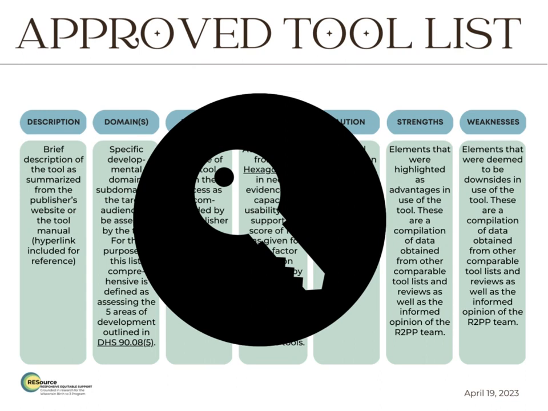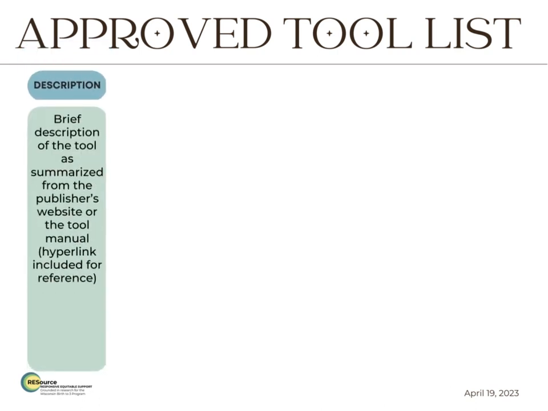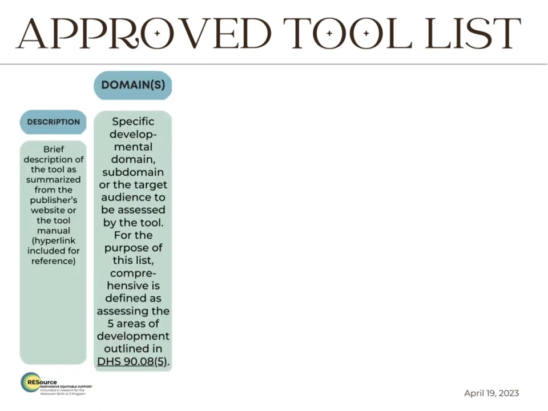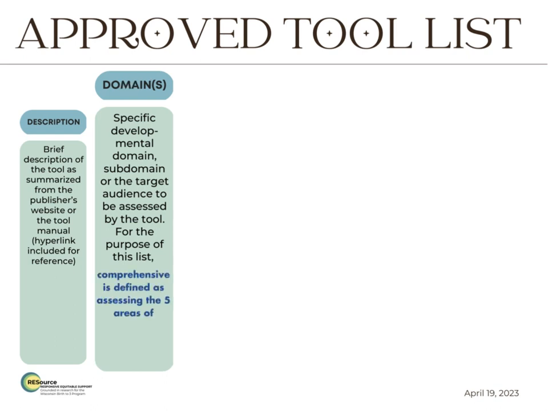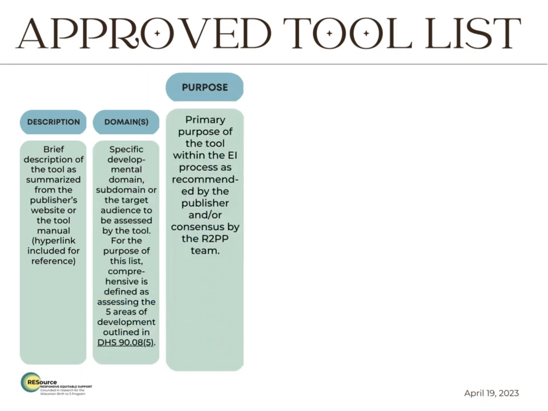For each tool on the list, there will be a description. This is brief and is mostly from the publisher's summary of the tool. We will also provide references and links with more information. There will also be a domain specified. This tells you what the tool assesses. For the purposes of this list, comprehensive means that it assesses all of the 5 main areas of development. There will also be a purpose designated. This highlights the intended use of the tool in our early intervention process in Wisconsin. I will explain a little more about how we define these in just a minute.